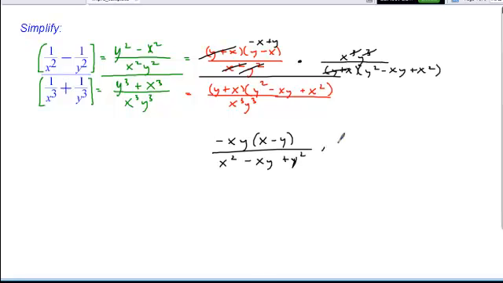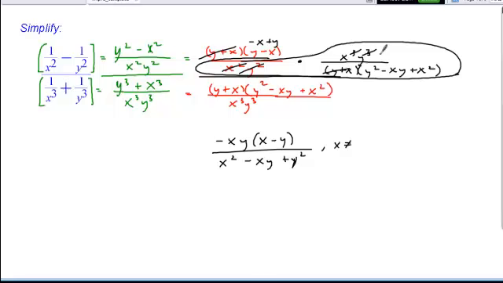So when I look at my domain restrictions, I can see here, since I inverted and multiplied, I take all canceled factors from this set plus the remaining factors from the numerator of this inverted fraction. And so I see that x can't be 0, y can't be 0, x can't be negative y. Those are all my restrictions. So x not equal to negative y and 0, and then y not equal to 0. So those are my additional domain restrictions.